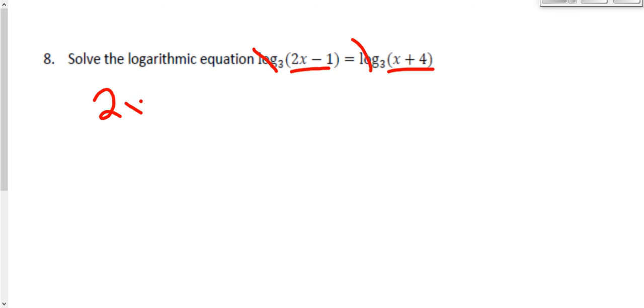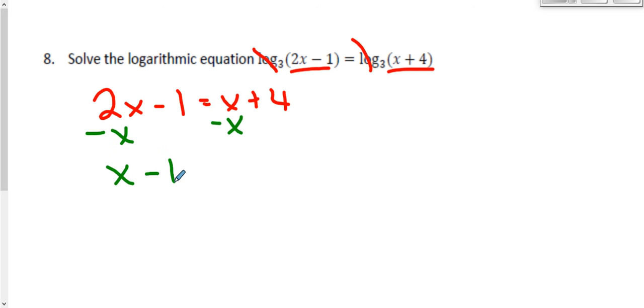So all I have here is 2x minus 1 equals x plus 4. Now all I've got to do is subtract x from both sides to get it all in one spot. So x minus 1 equals 4, and then we add 1 to both sides here.